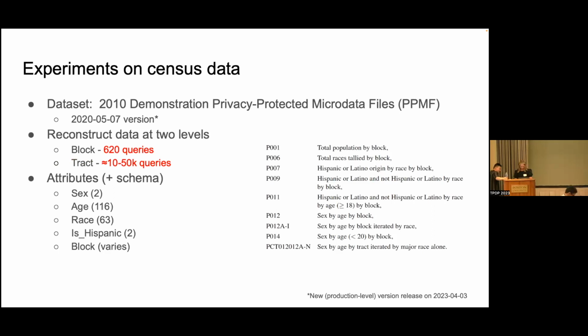As far as what statistics we use, we just follow what the census did in their own internal reconstruction attack. So we picked these tables here. They're basically different counts across different attributes, like how many people are of this race or this age on every block. In total, this amounts to 600 statistics for every block. For tracts, it goes anywhere from 10 to 50,000, depending on how many blocks are in that tract.